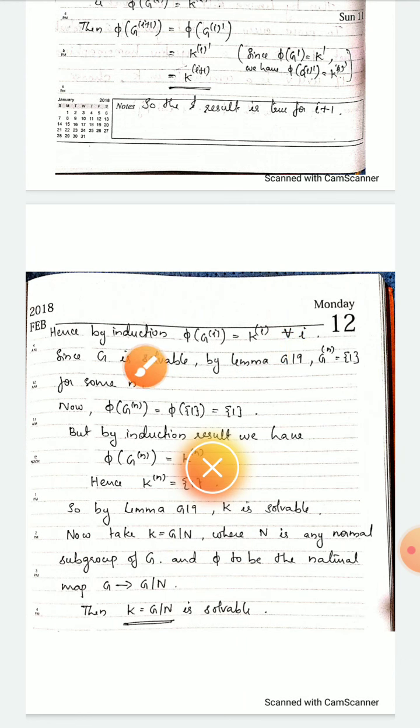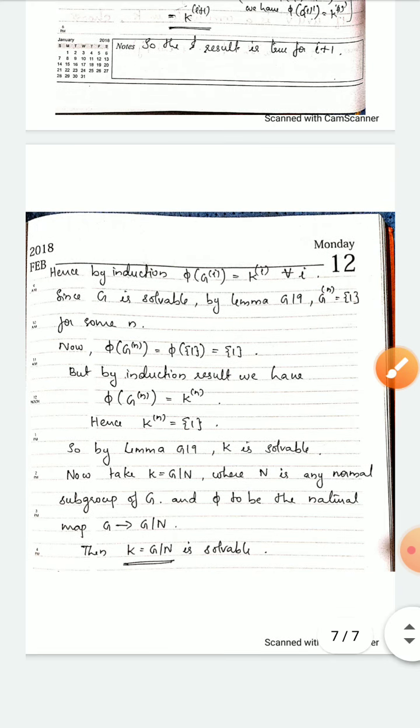Since G is solvable, we are given a solvable group G, and we have to prove the quotient group is solvable. Since G is solvable, by lemma G19, we have G^n is equal to Z1 for some n. Now, phi of G^n is phi of Z1. The image of the identity element is always the identity element, so the image of Z1 is Z1 itself.